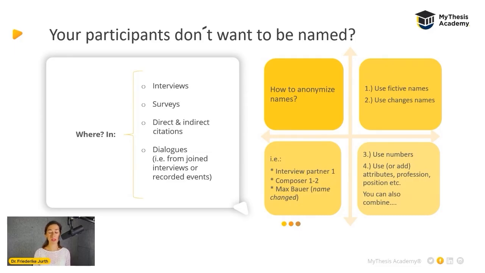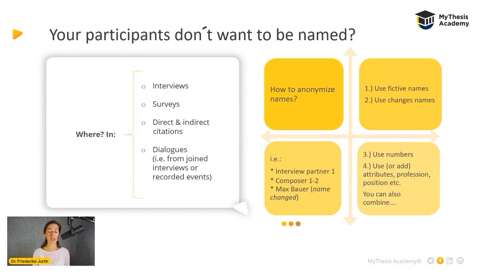And then you also can handle it in a different way. For example, you can use attributes, professions, positions, whatever. You can even use numbers. So, for example, you can put interview partner 1, or you can also put a related name, something related to the profession of the person.